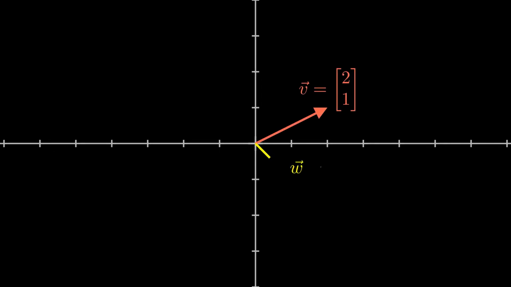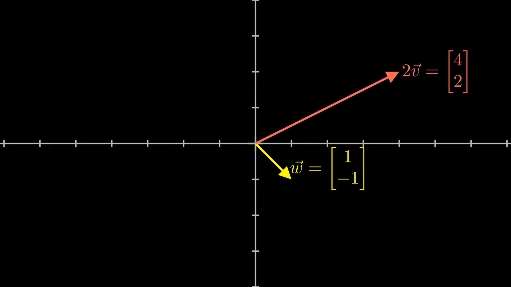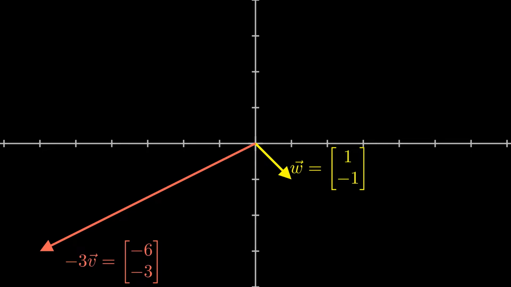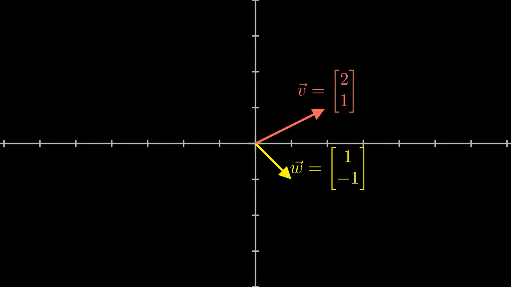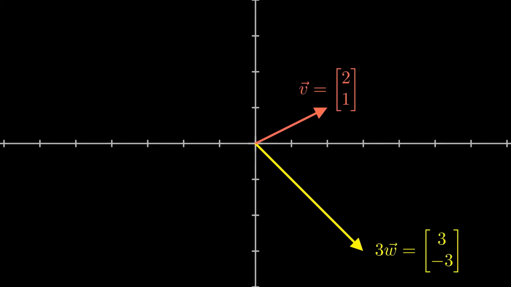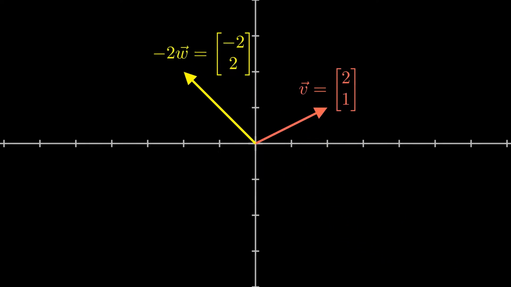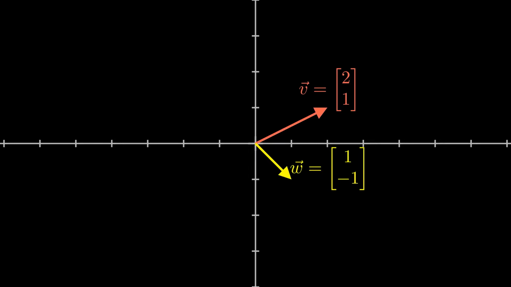Let's start by looking at some vectors in R2. Here's a red vector, 2, 1, and a yellow vector, 1, -1. If we start with the red vector, one thing we can do is scale the vector. Multiplying it by 2 will make it twice as long. Multiplying it by -3 will make it 3 times as long, but pointing in the opposite direction. We can also scale the yellow vector. Notice that scaling a vector does not change the line that the vector lies on.